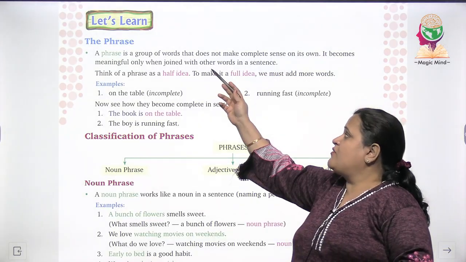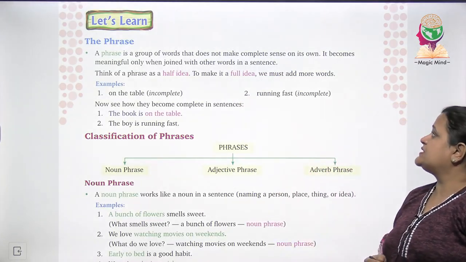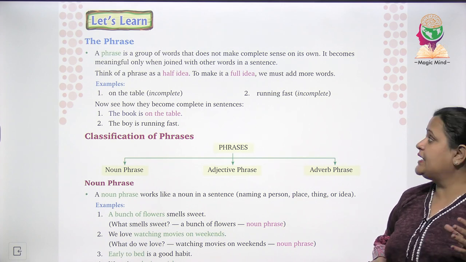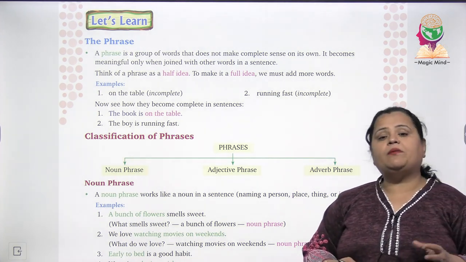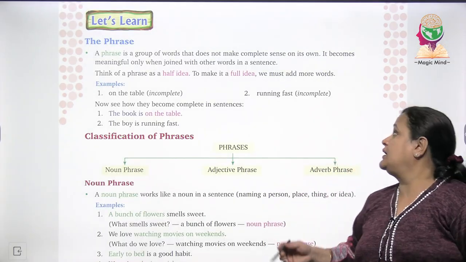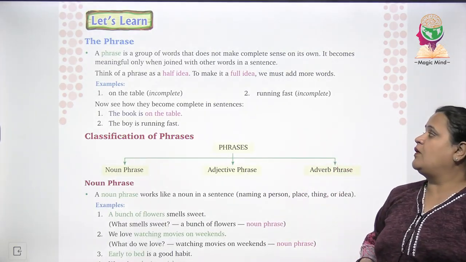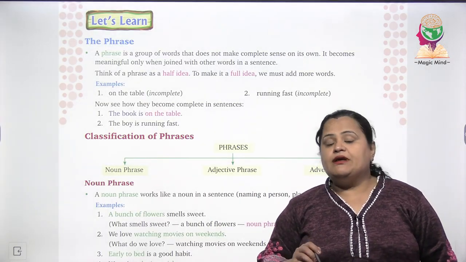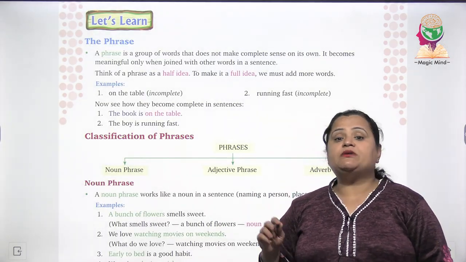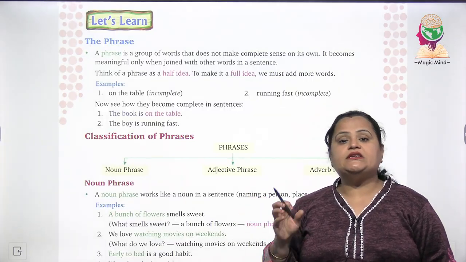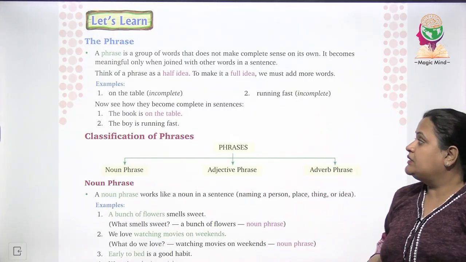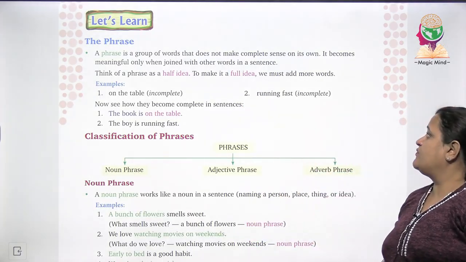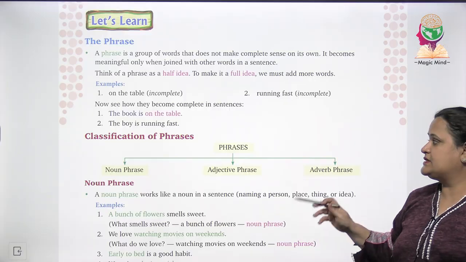The phrase is a group of words that does not make complete sense on its own. ये एक ऐसा group of words होते हैं जो अपने आप में कोई भी complete sense नहीं बनाते. It becomes meaningful only when joined with other words in a sentence. इनका मतलब तभी साफ होता है जब ये sentence में दूसरे words के साथ join किए जाते हैं. Think of a phrase as a half idea. To make it a full idea, we must add some words.